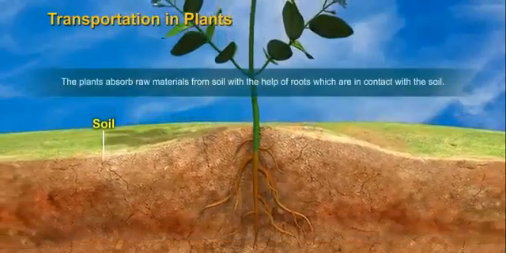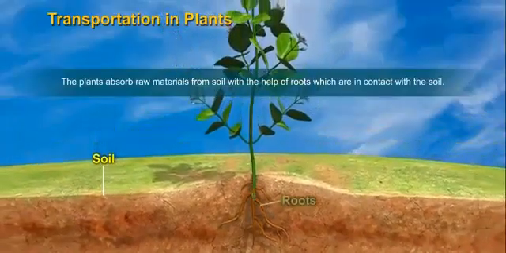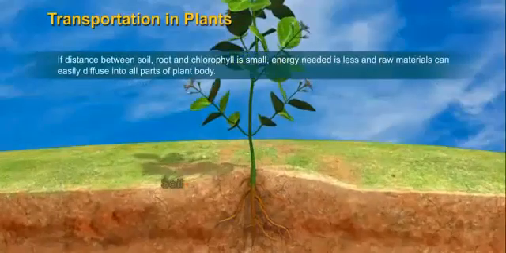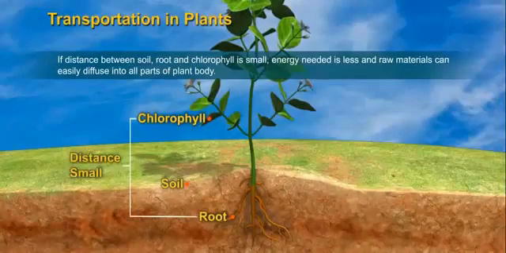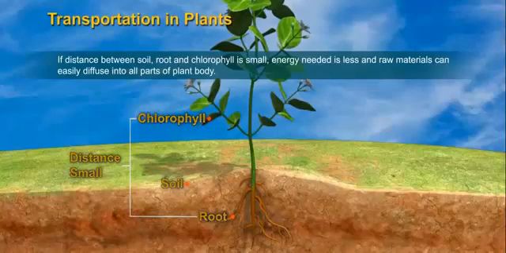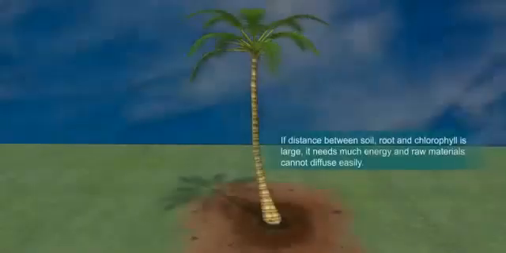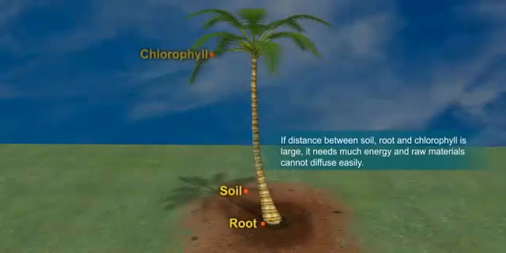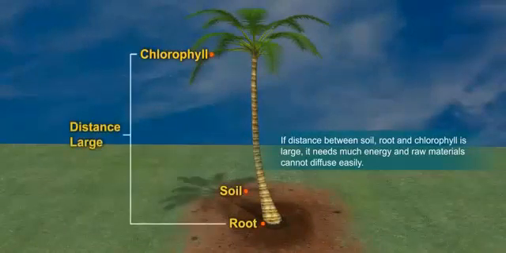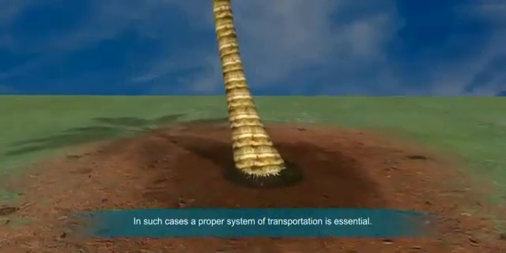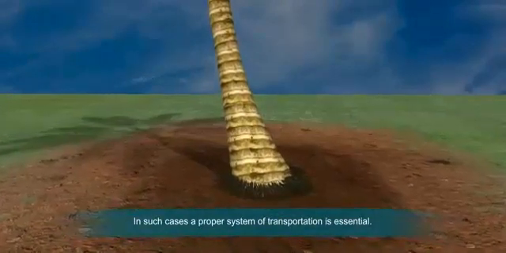The plants require raw materials like soil nitrogen, phosphorus, and other minerals to build their bodies. The plants absorb raw materials from soil with the help of roots, which are in contact with the soil. If the distance between soil, root, and chlorophyll is small, less energy is needed, and raw materials can easily diffuse into all parts of the plant body. If the distance is large, it needs much energy, and raw materials cannot diffuse easily. In such cases, a proper system of transportation is essential.